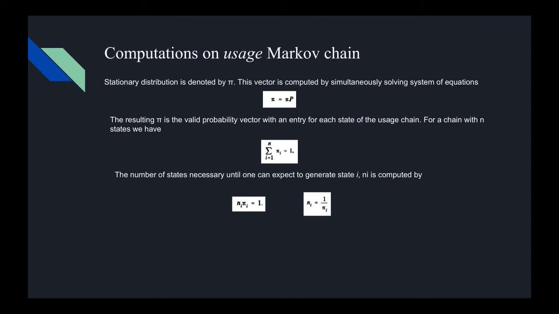The stationary distribution is denoted by pi. The vector is computed by simultaneously solving the system of equations given below. The resulting pi is the valid probability vector with an entry for each state of the usage chain. For a chain with n states, we have the following formula. The number of states necessary until one can expect to generate state i is computed by the following two equations.